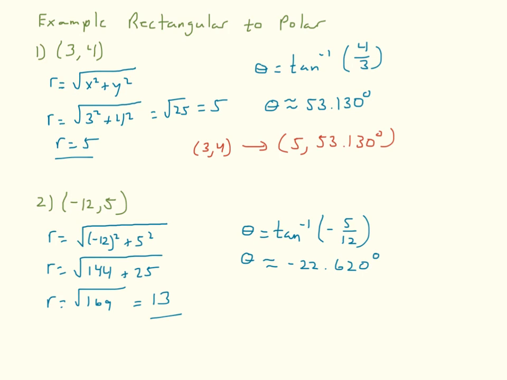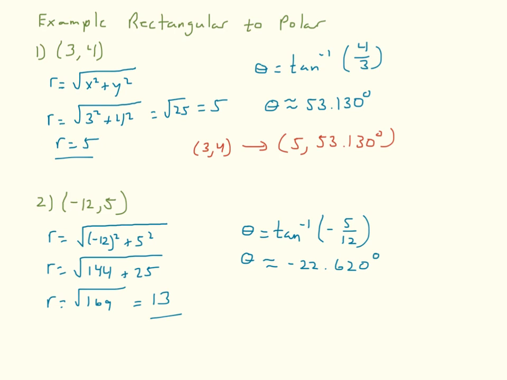Let's take a look at a problem here. In the first one, I have the point 3, 4. Both x and y are positive, so we're in quadrant 1. So I don't have any issue in terms of theta. I remember that r is the square root of x squared plus y squared. And so I plug 3 in for x, 4 in for y. I get 3 squared plus 4 squared, which is 9 plus 16. That does equal 25, so r equals the square root of 25, which is 5.